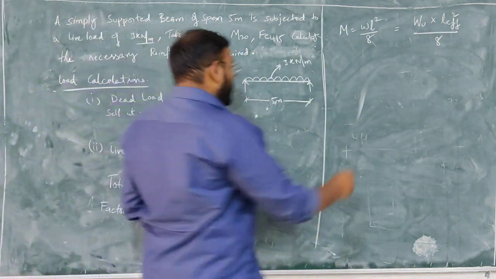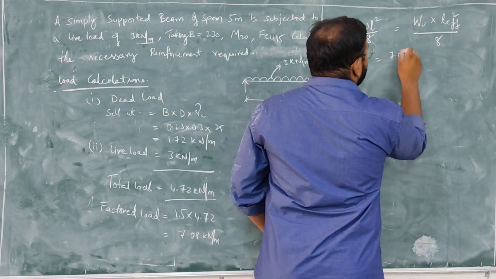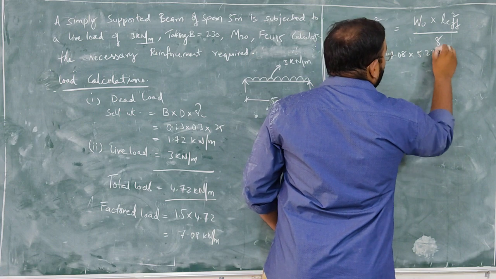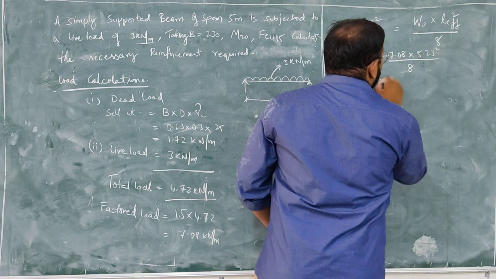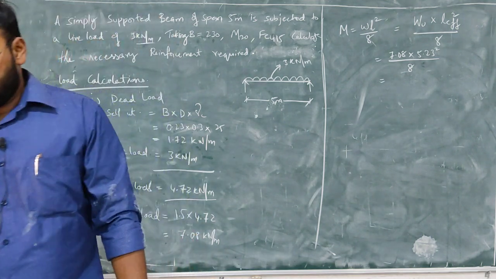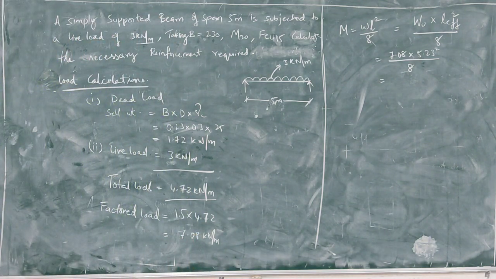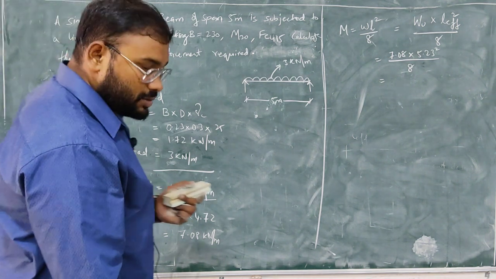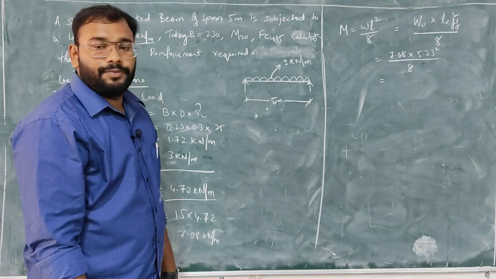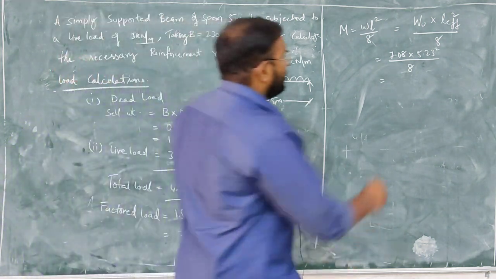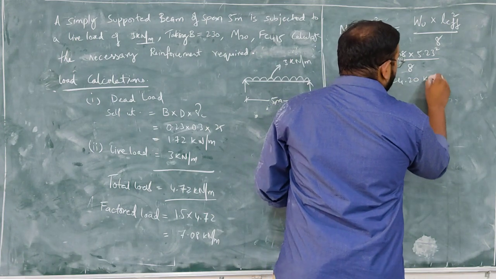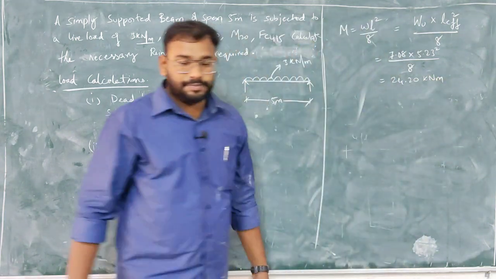Okay, so now this will be 7.08 multiplied by 5.23 square divided by 8, which is 24.20 kilonewton meter.